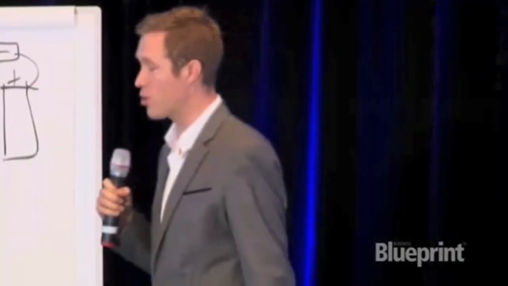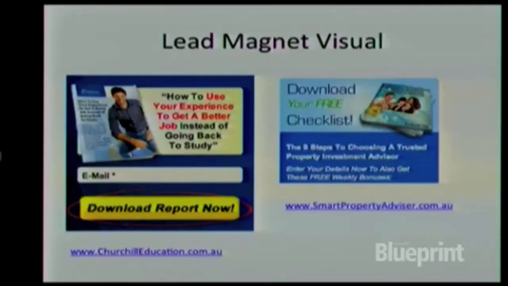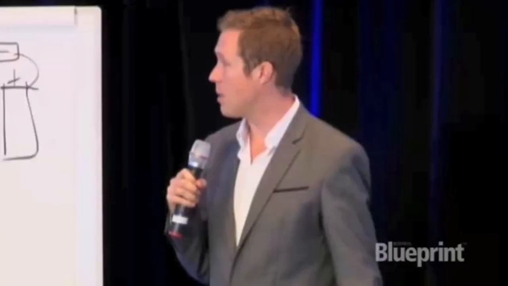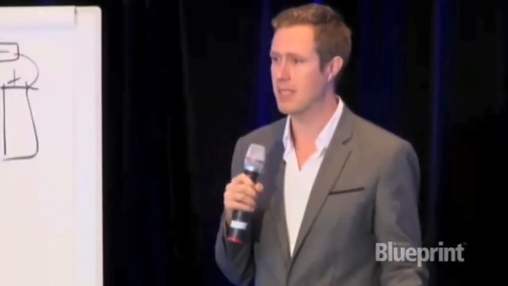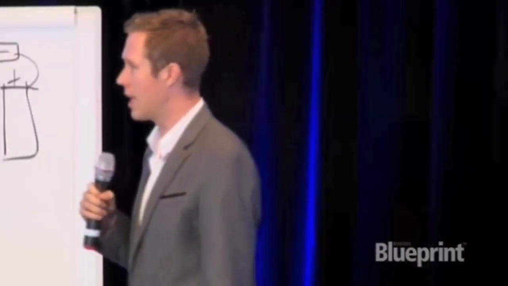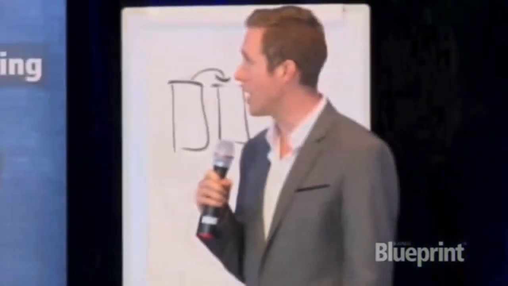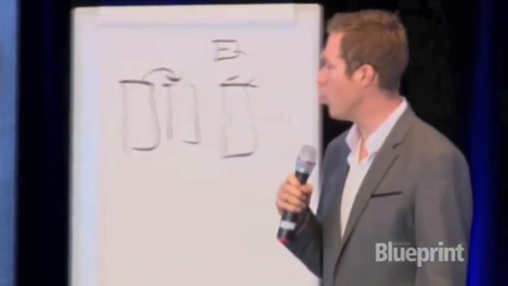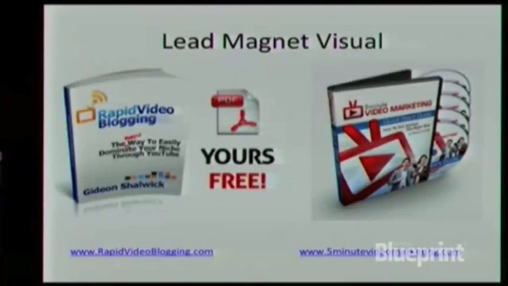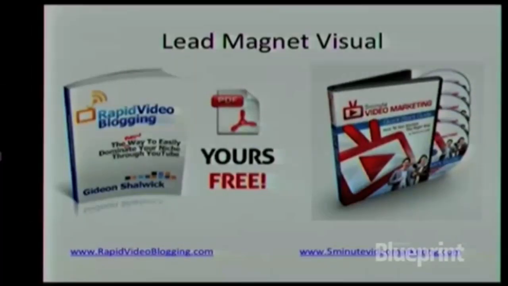Here's some examples from actual Blueprint members. Churchill Education, that's Tricia and Randall. We have, for Kevin Lee, who's not here today, that's a Smart Property Advisor website. These are just some examples of high-quality looking giveaways that you have on your landing page. Here's another 2, one from Tyrone and Justin from 5-Minute Video Marketing, and then again, one that Dale showcased earlier from Rapid Video Blogging. Again, just showing examples of good-looking, downloadable lead magnets.